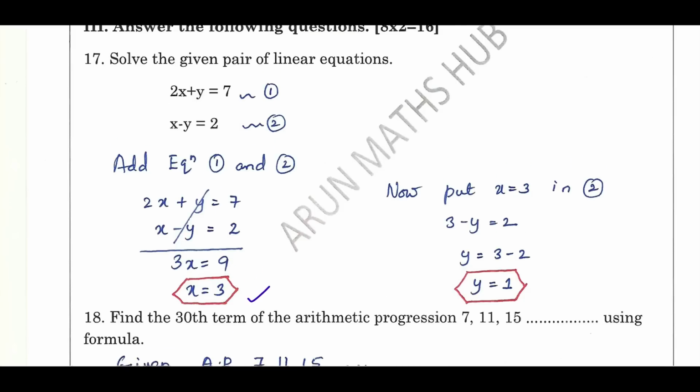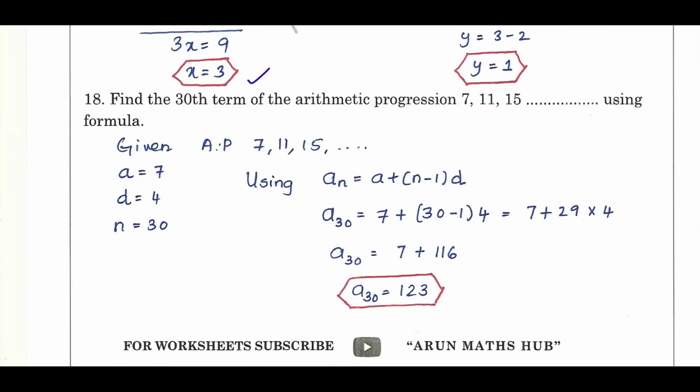Find the 30th term of the arithmetic progression 7, 11, 15 using the formula. The nth term of an arithmetic progression is given by the formula an equals a plus n minus 1 into d. What is the given AP? 7, 11, 15. Find out the first term. A equals 7, d equals 4 and n equals 30. We need to find out the 30th term, therefore substitute the values of a, d and n, we get a30 equals 123.